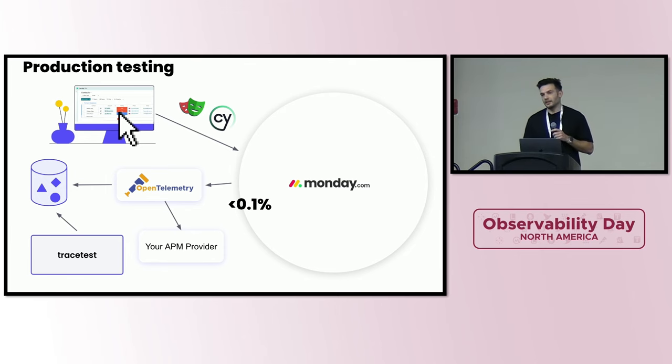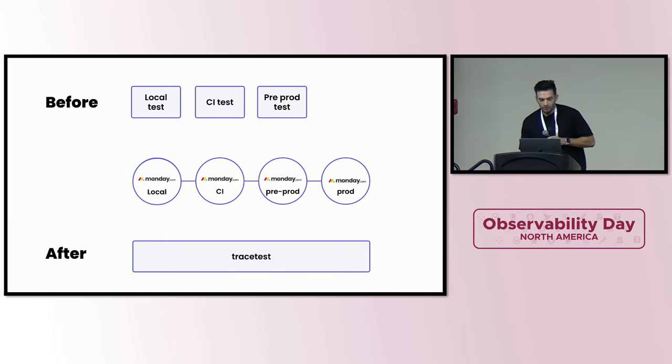We added rules into the processor so that our session traces could reach the trace store. During this journey, one of the best things we found is that because we are relying on telemetry data, these tests can run anywhere where there are traces.